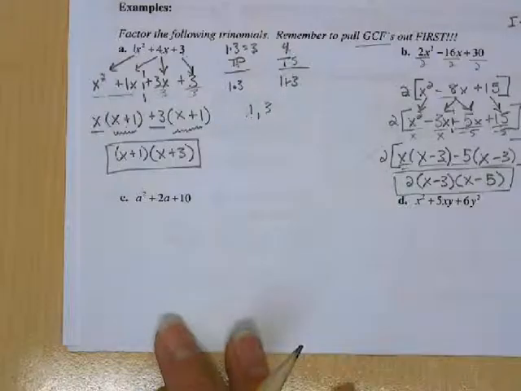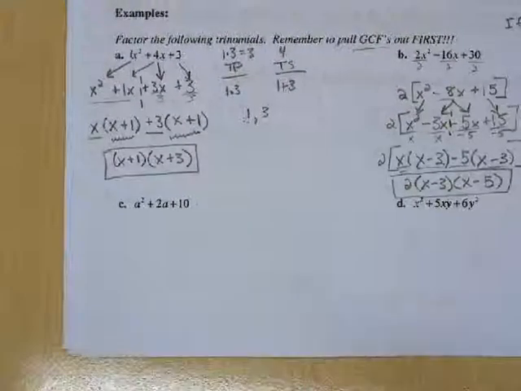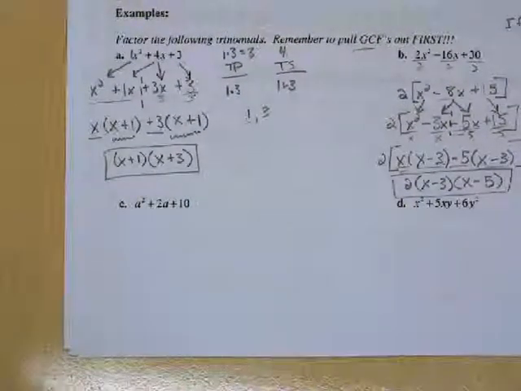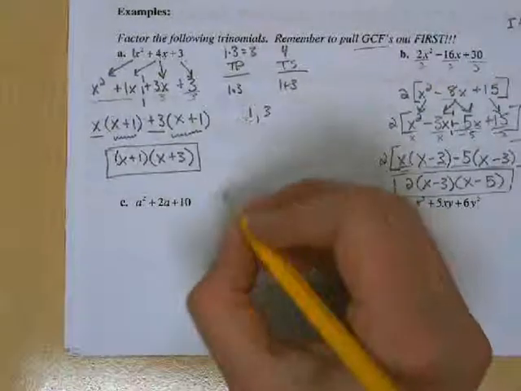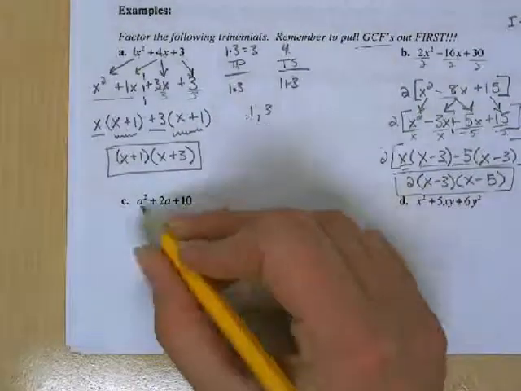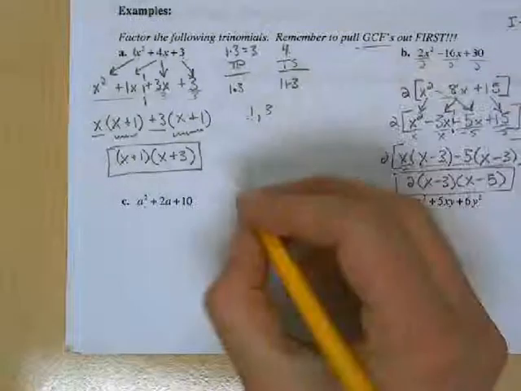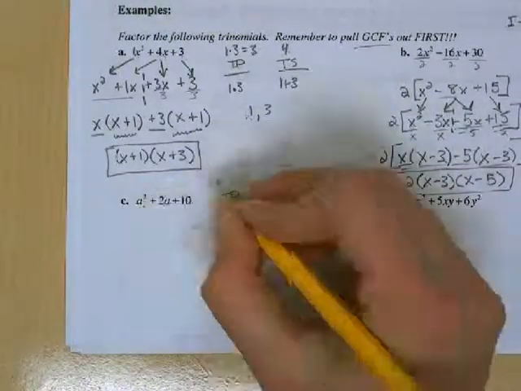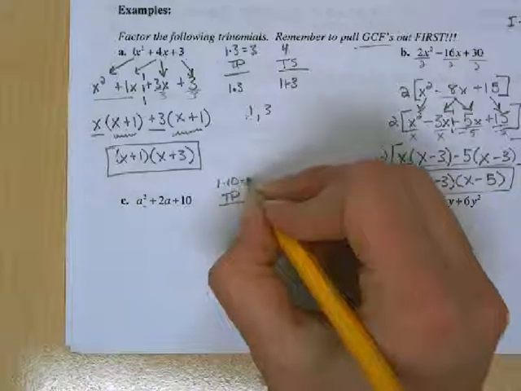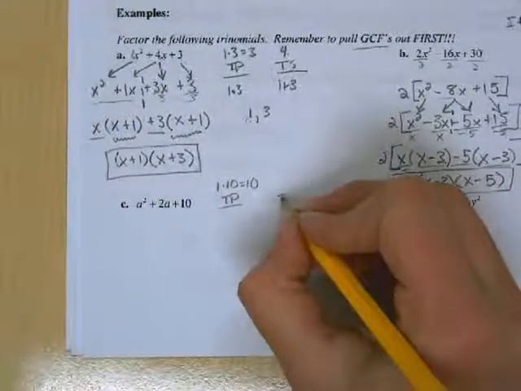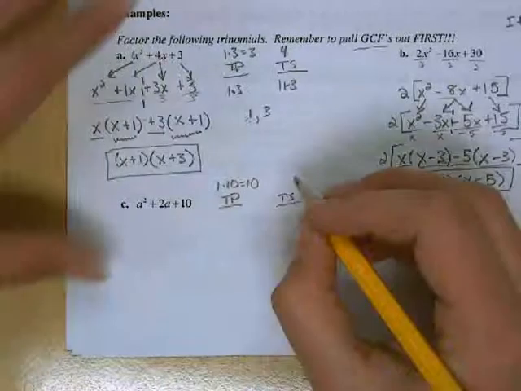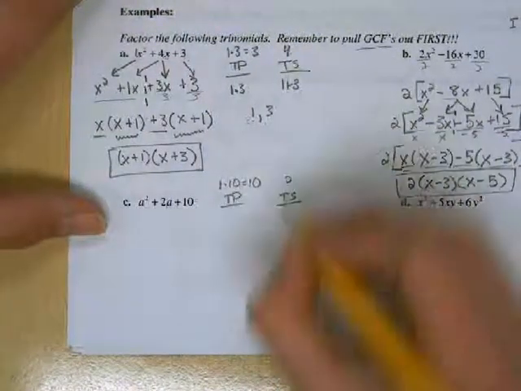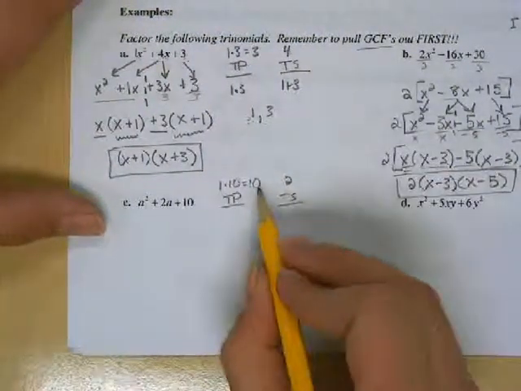Okay, here's another one. A squared plus 2a plus 10. Okay, same thing. Here we go. It's a trinomial. 3 terms should automatically scream to me target product, target sum. Target product is 1 times 10, which is just 10. Target sum is 2. So I'm looking for what two numbers multiply to 10 but add to 2.